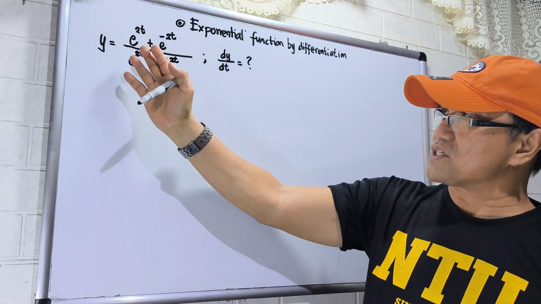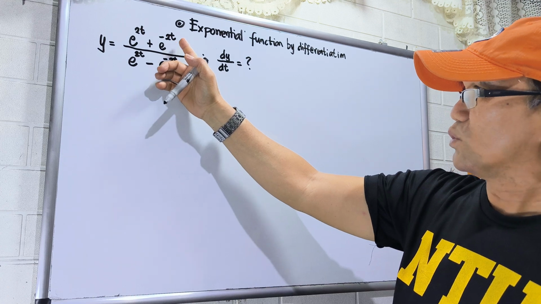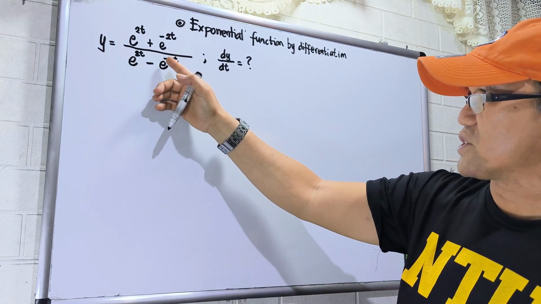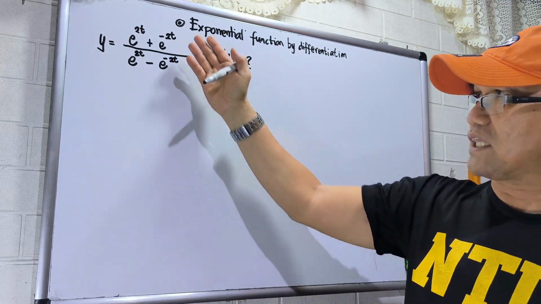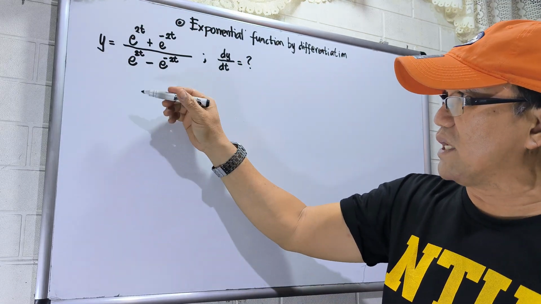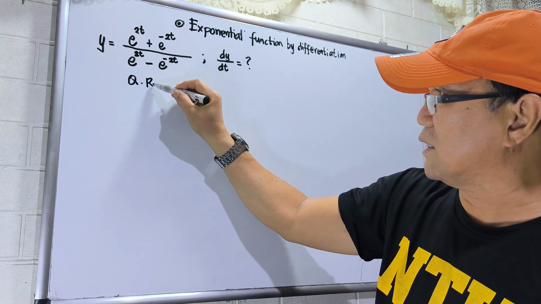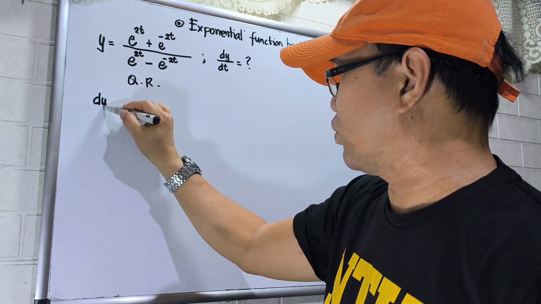So y is equal to e raised to the 2t plus e raised to the negative 2t over e raised to 2t minus e raised to negative 2t. Find dy/dt. So take note, this is division, meaning I will use the quotient rule. Quotient rule. So this will be dy over dt.